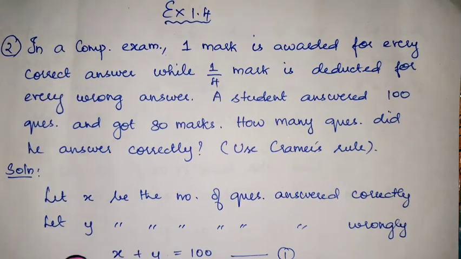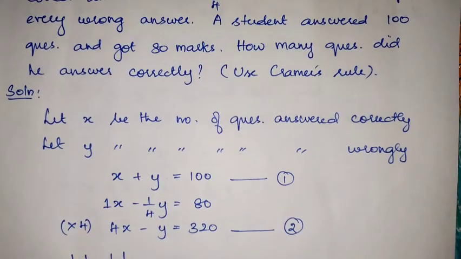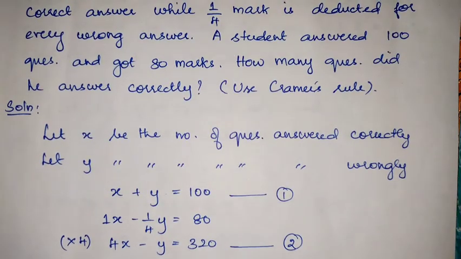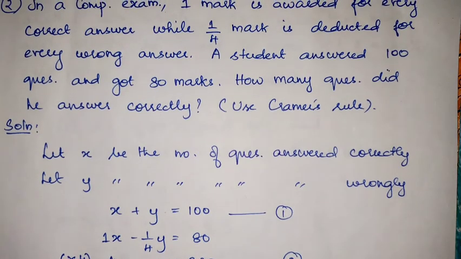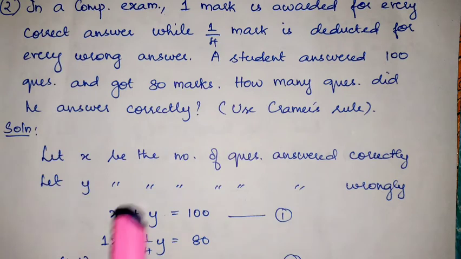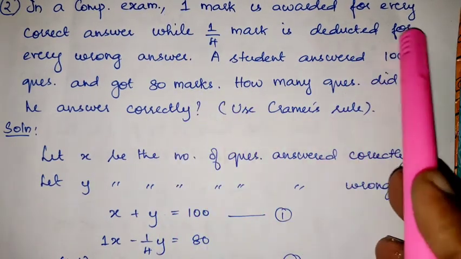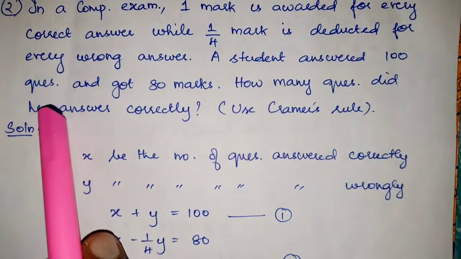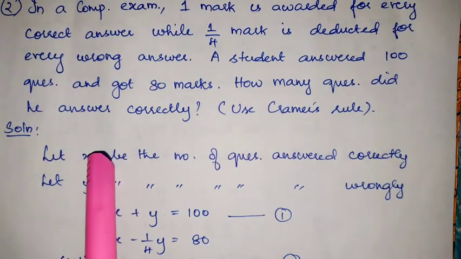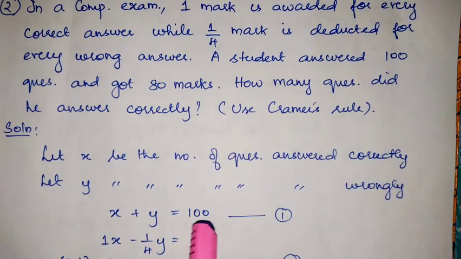Now using the given information, we will see how we are framing the equations. See here, these are the two equations framed, and I will explain how. From the given question we have got two pieces of information. Information 1: totally he has answered 100 questions. So correct answer plus wrong answer is equal to 100, isn't it? So x plus y is equal to 100.